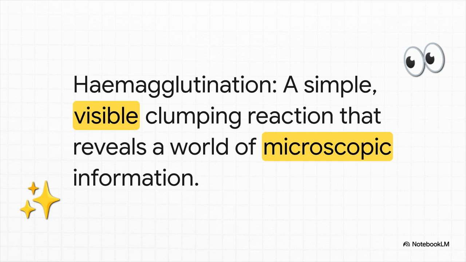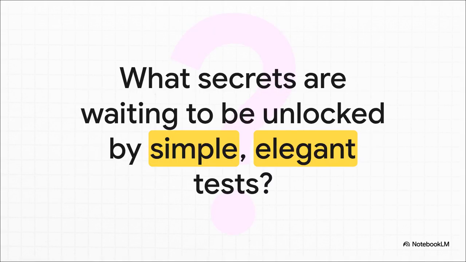Haemagglutination is an elegant, beautifully simple concept. It's a visible clumping that allows us to see and understand a whole world of microscopic information that would otherwise stay hidden from us. And that kind of leaves us with a final thought, doesn't it? If a process as straightforward as watching cells clump together can tell us so much, what other profound biological secrets are just waiting out there to be unlocked by the next simple, elegant test?